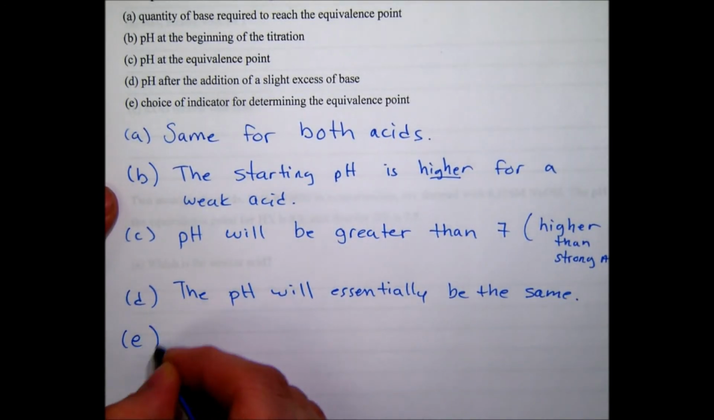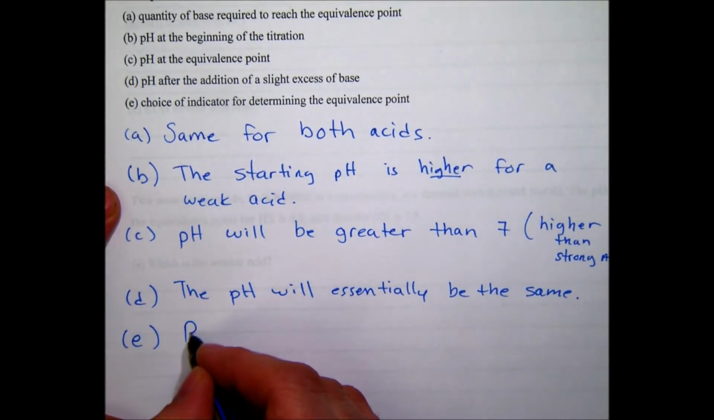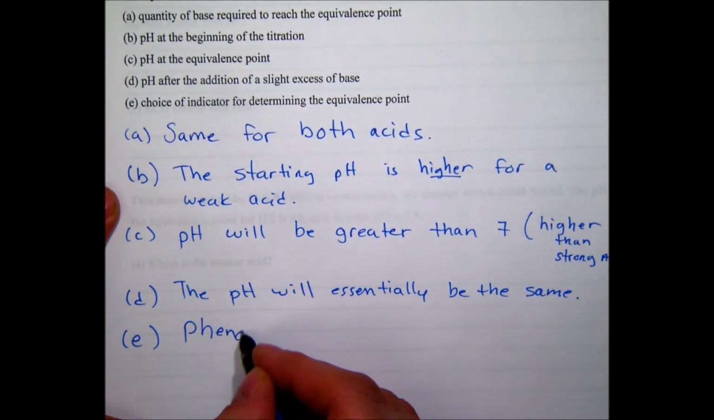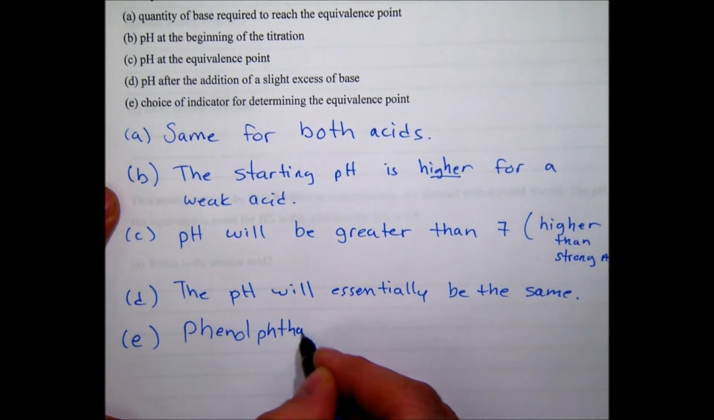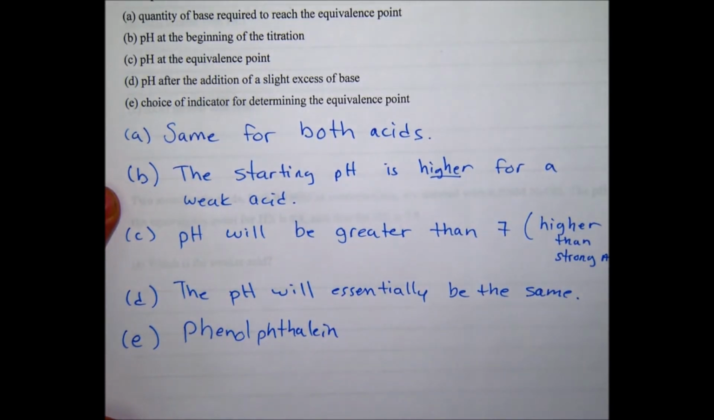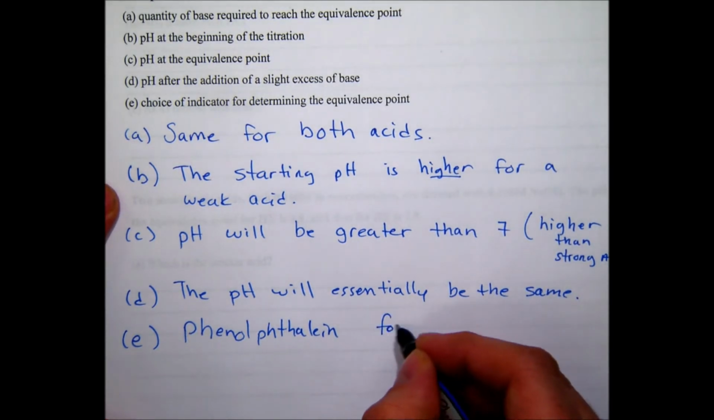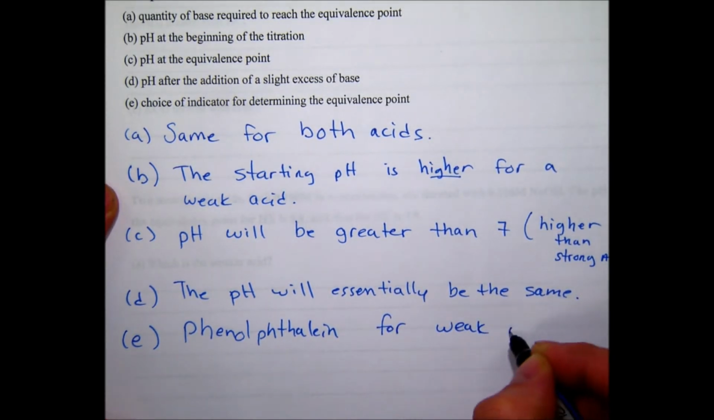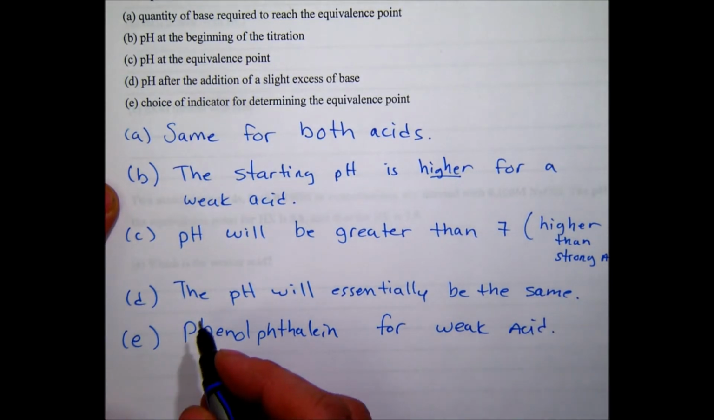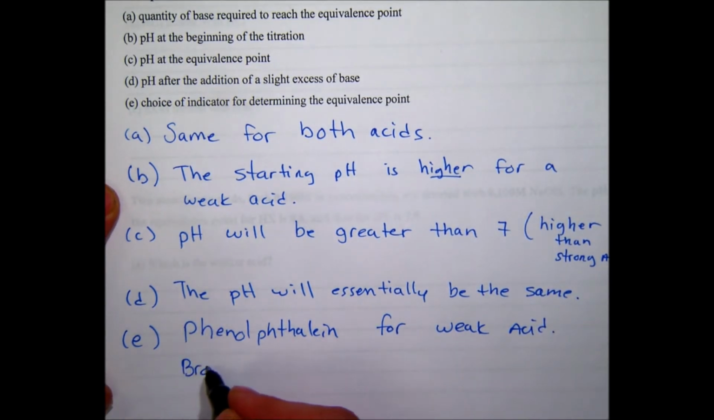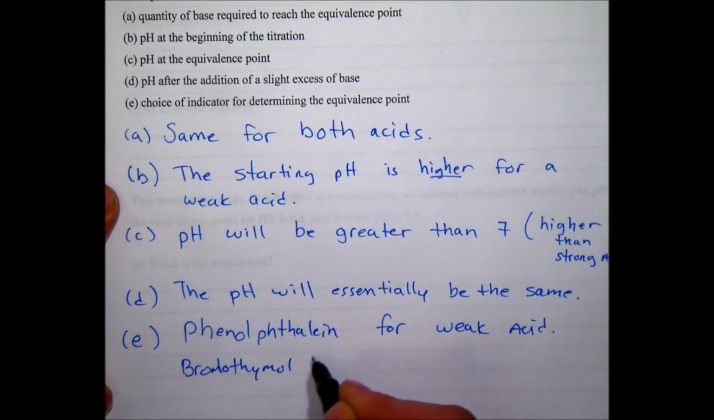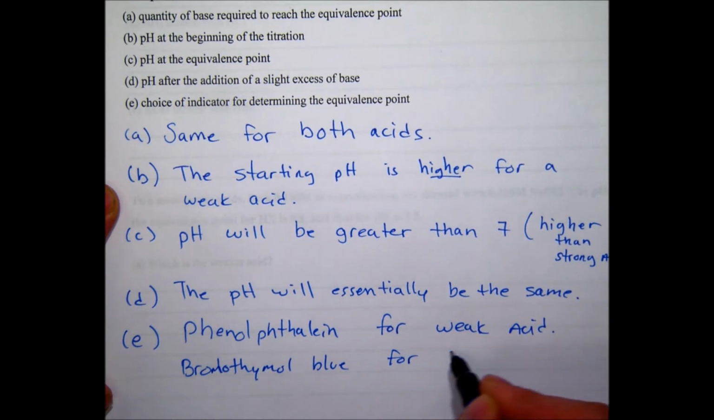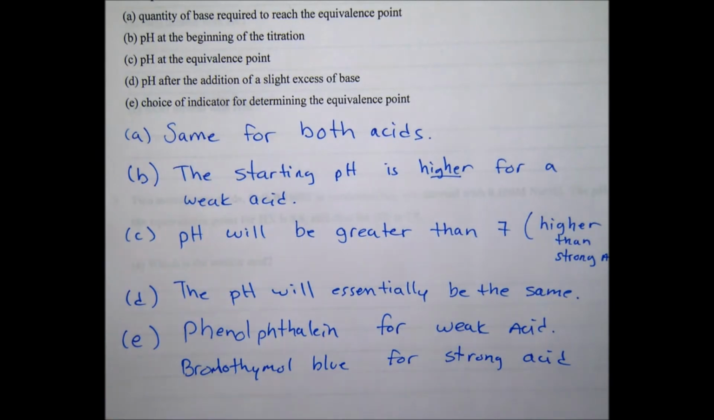So for question E, phenolphthalein would be the choice for the weak acid. And something like bromothymol blue for the strong acid.